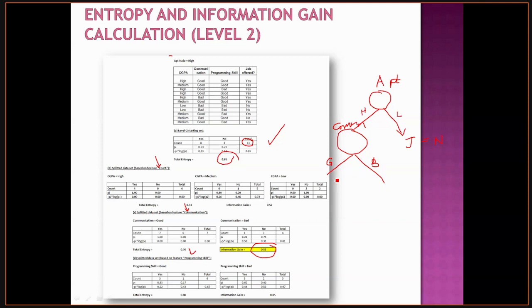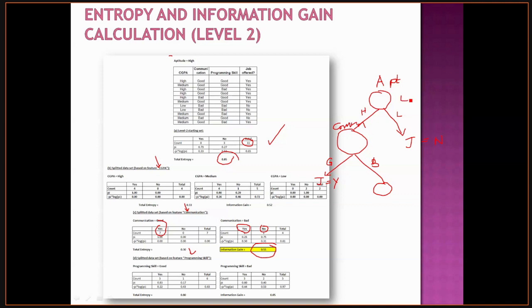Okay, now communication good, if you see, in all cases, job is getting offered. So I don't have to split anymore. So I have an end here. So J is equal to yes. Here, for communication is equal to bad, again we need to split because we see both. Some cases job is offered, some cases job is not offered. So again we have to have a level 3.